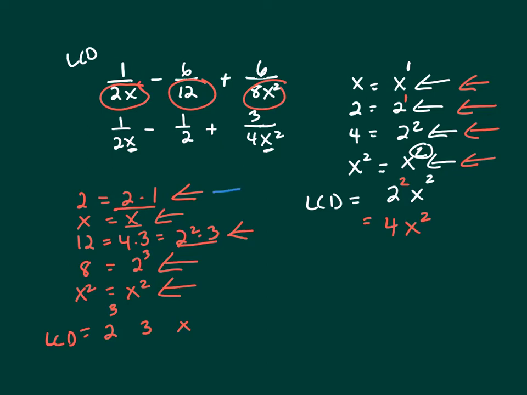What's the most of 3 shows here? 0, 0, 1, 0, none. 1 was your largest number. And what's the most an x shows up in any one case? X squared. So your LCD would be 24x squared.